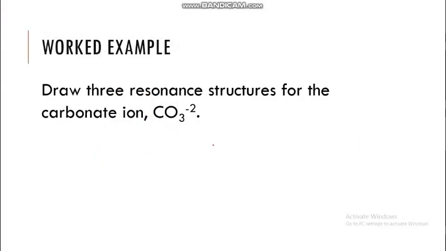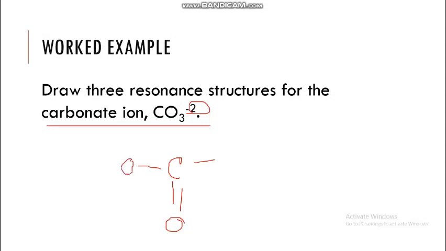Another example is this one. Draw the 3 resonance structures for the carbonate ion. So, the carbonate ion has two oxygen atoms that have a negative sign. Meaning the other oxygen atom has a double bond on C. So this one is negative and this one is negative.